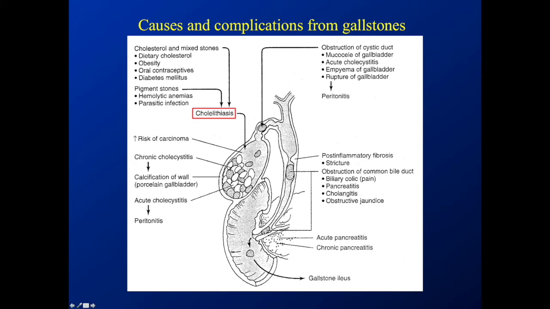You can also get a stone down at the sphincter of Oddi blocking there, and this can cause both acute and chronic pancreatitis. And then sometimes these gallstones can get into the small intestine themselves and go down, and then can block the ileocecal valve, which is a narrow opening, and this is called gallstone ileus, and there's problems then of backup in the small intestine.